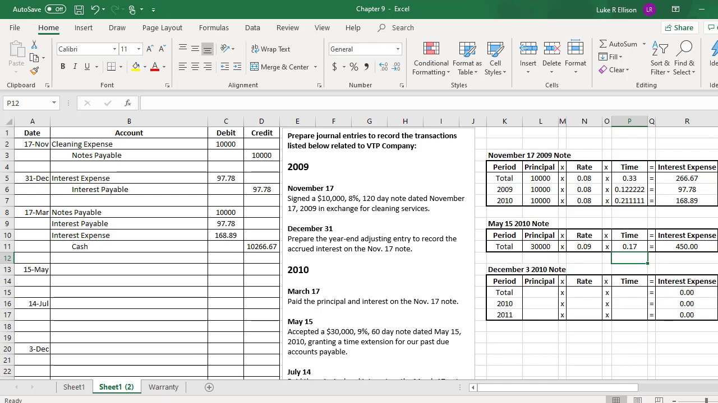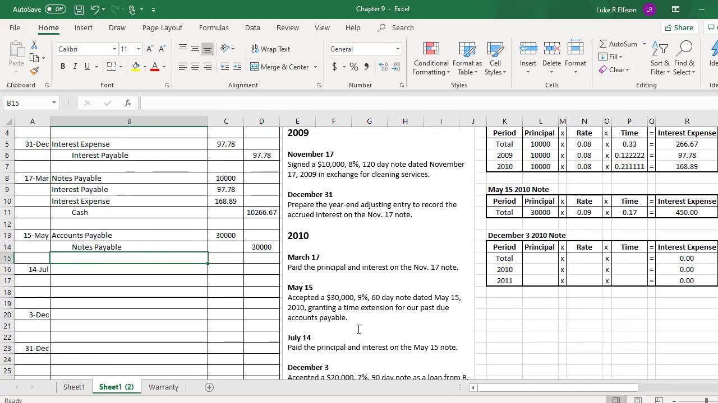So now let's record the journal entry related to this note, and that was for the acceptance of a $30,000 note for a past due accounts payable. So we're going to be transferring our accounts payable balance to notes payable. So we have to decrease our accounts payable for that $30,000 amount, and we have to increase our notes payable, and that's also going to be for $30,000.